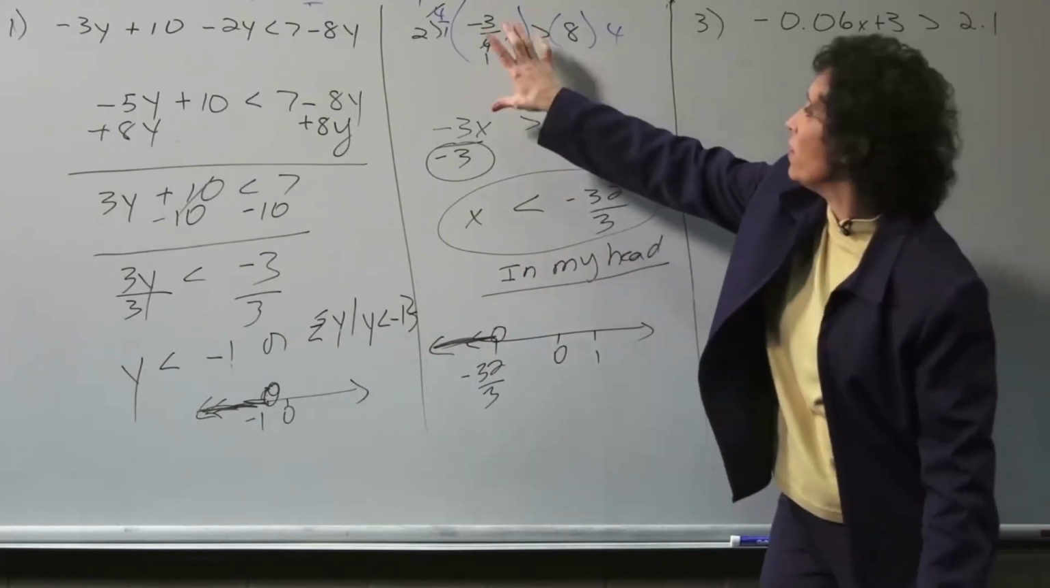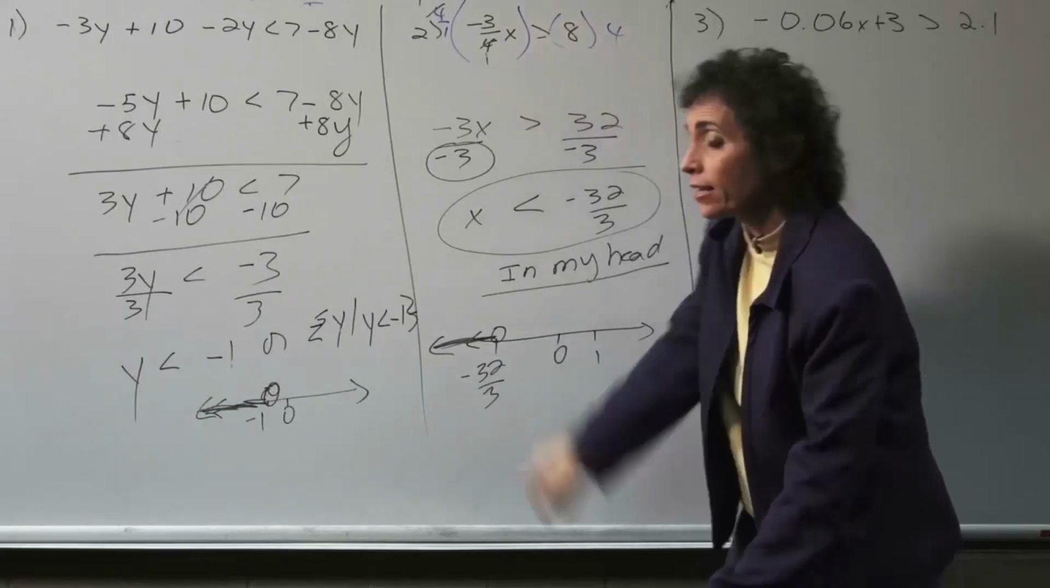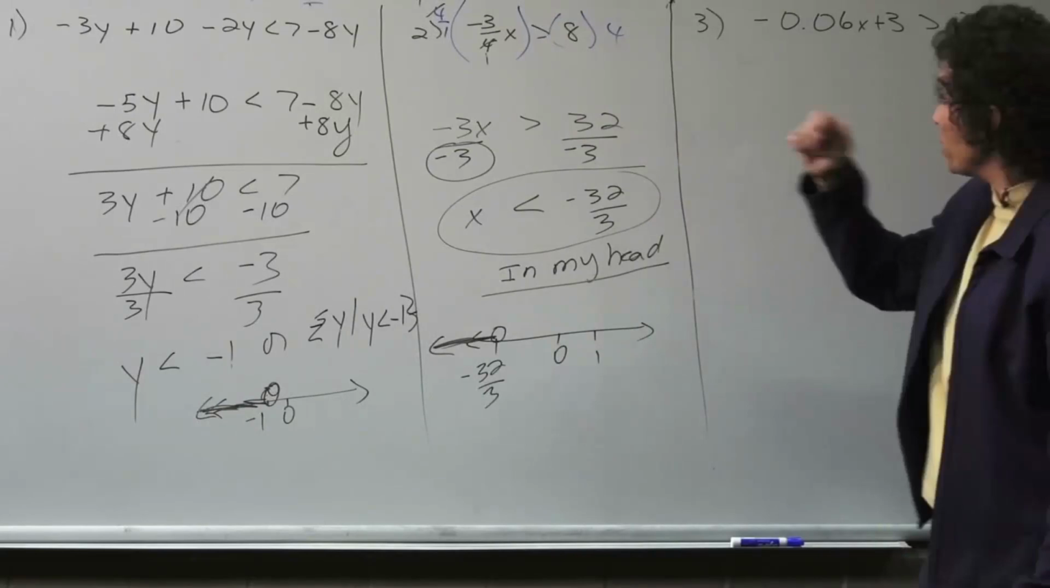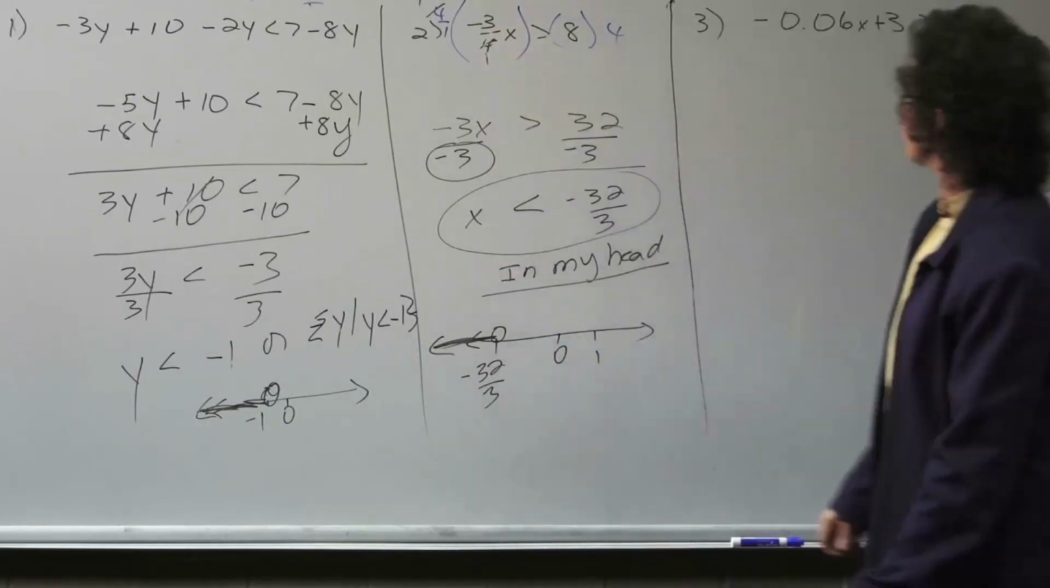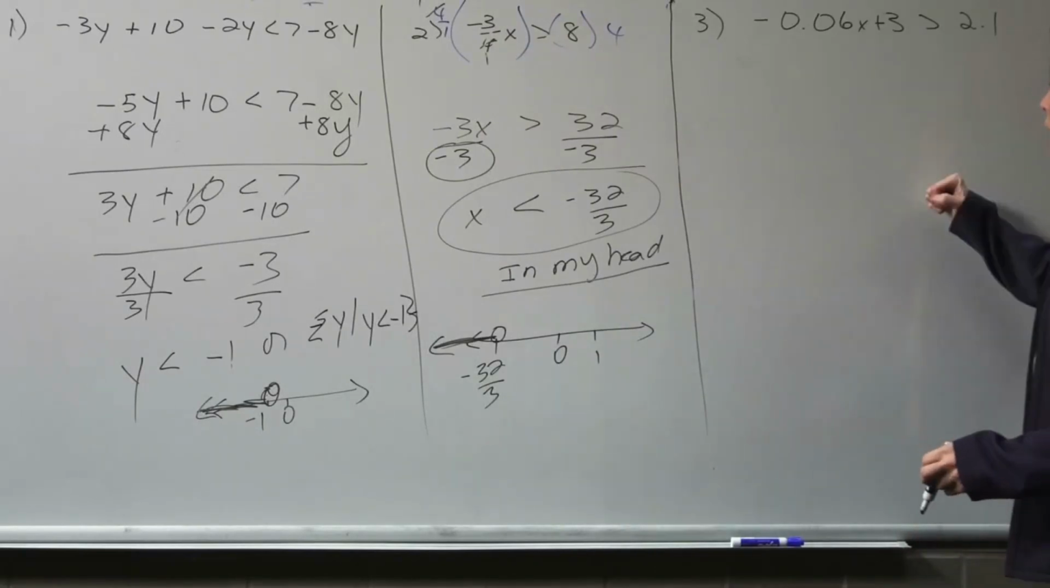If I pick negative 11, it's going to make this side greater than 8. Okay? That's what it's going to do. All right? In fact, I'd probably pick negative 12 because that will reduce easily. Whatever makes you happy. Okay, you ready? Here we go. Last one.